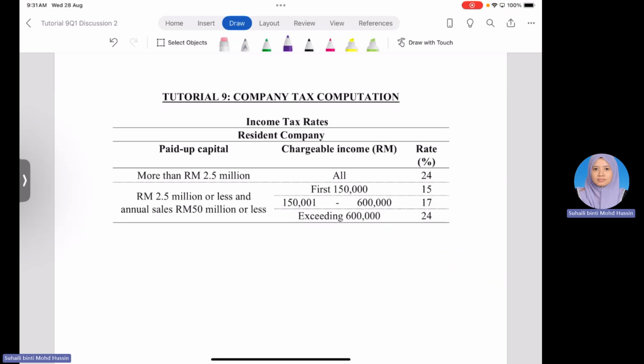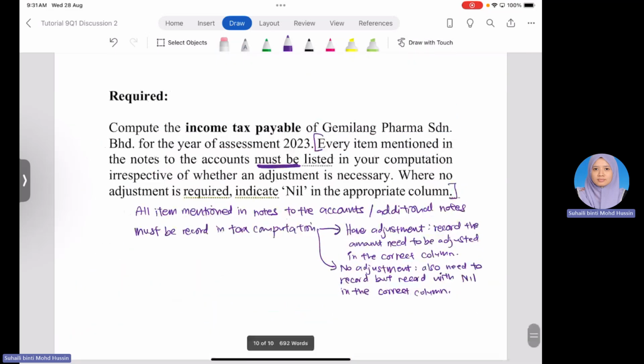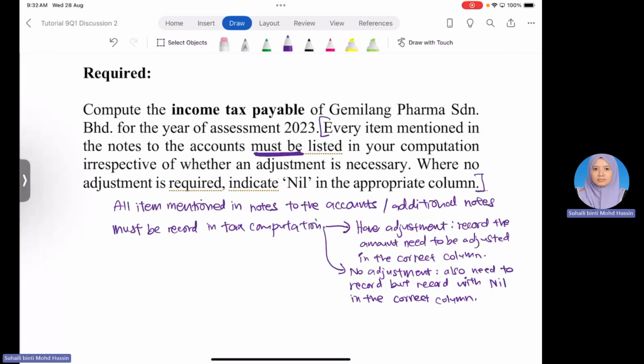Let's look at the requirement of the question, the one that I showed you just now. For the company, you have to compute the income tax payable of the company named Gemilang Pharma Sdn Bhd for the year of assessment 2023. The next sentence mentions that every item mentioned in the notes to the account must be listed in your computation, irrespective of whether an adjustment is necessary. Where no adjustment is required, you have to record nil in the appropriate column.